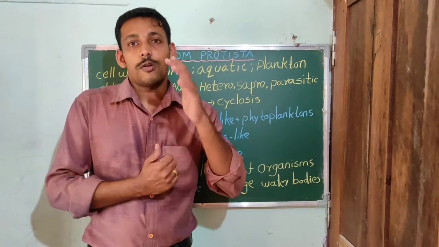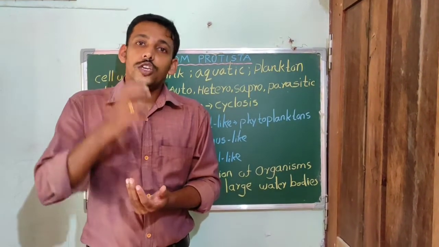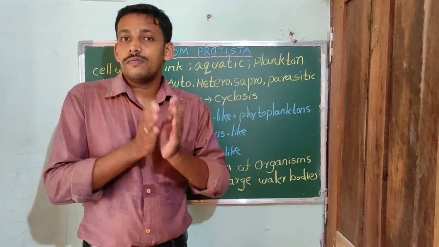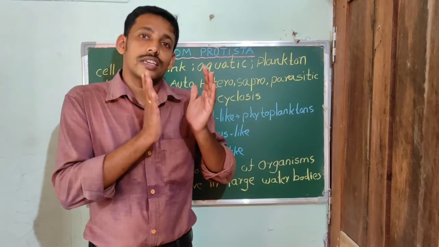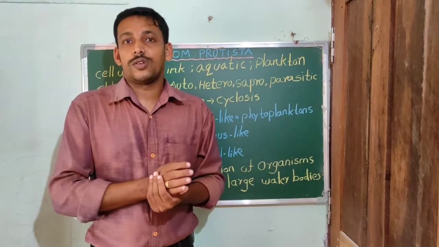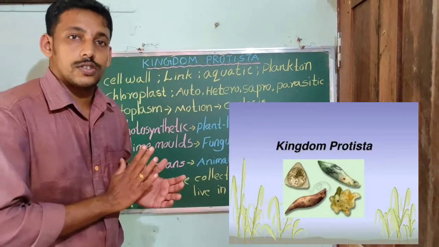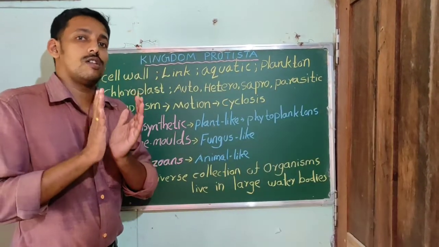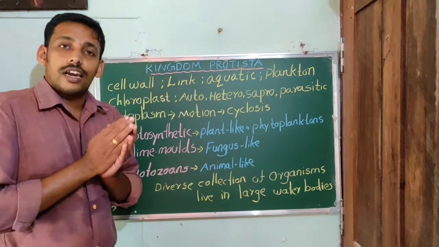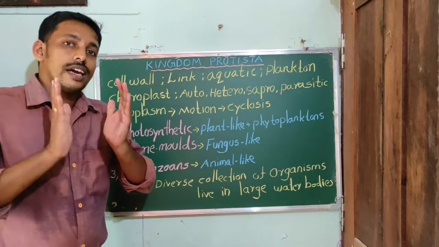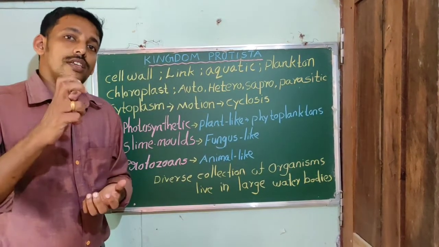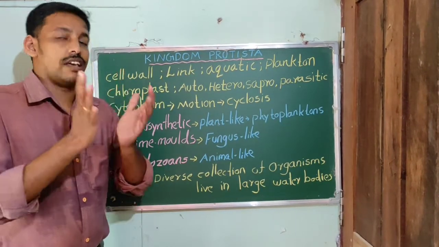So this kingdom, Protista, consists of unicellular eukaryotic organisms. These are organisms which cannot be classified as plants, animals or fungus, so they are classified into a separate group, known as Protista. The protists act as a connecting link between the prokaryotic Monerans and the multicellular eukaryotes.